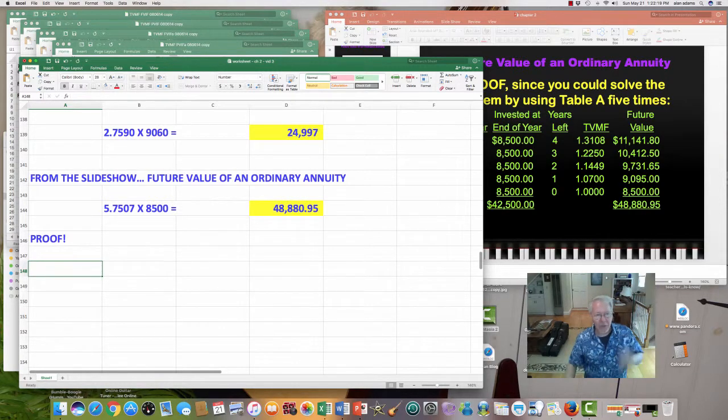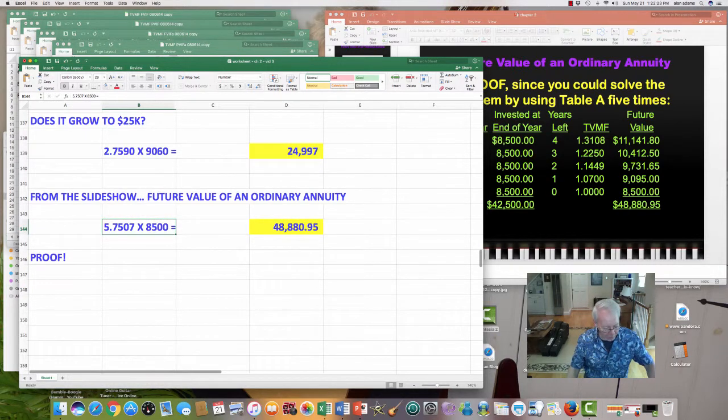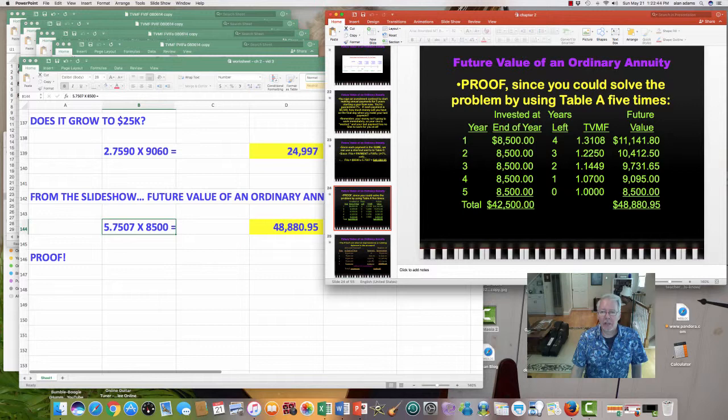Now, it was $8,500 that I'm going to invest every single year starting a year from now. An ordinary annuity says start a year from now, okay? And the interest rate that we used was 7%. So I'm going to make 5 $8,500 payments. All right, now, as I demonstrated to you, I can invest $8,500 starting a year from now 5 times.